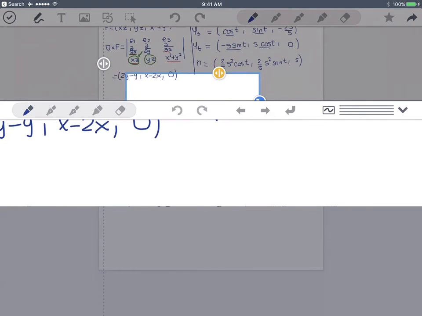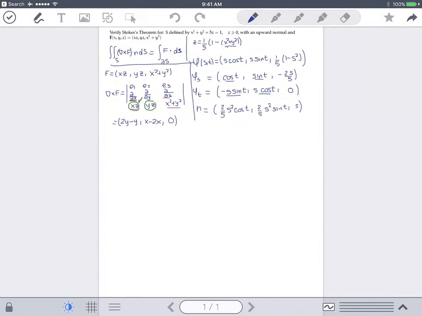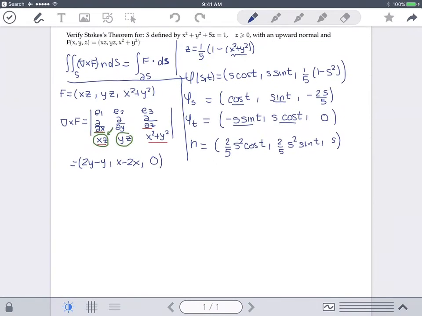Okay, what do I need to do now? I have all what I need, right? I need to do curl of F dot n. I have the curl of F here. I got dot n. I do need to do one more thing. This is in terms of y and x's, my curl. I need to write it in terms of s and t, correct? So I need to do one more thing.